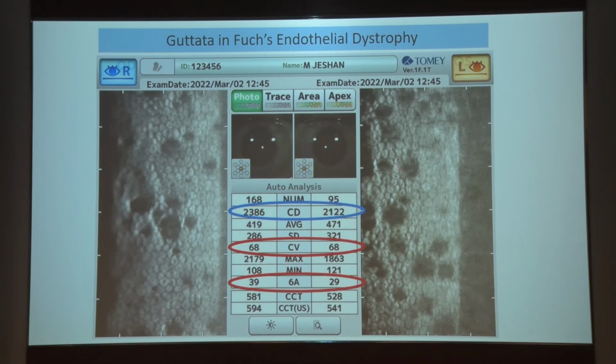And you see multiple guttae of various sizes. Some are larger than the endothelial cells, some are smaller than the endothelial cells, and I've just shown this. So while the cell density is still fairly good, above like 2300, the CV is very high, and you're seeing that the coefficient of variation is high. So at this stage, the patient may still have a good clear cornea, but down the line it will decompensate, especially if you're doing surgery, you need to be careful.